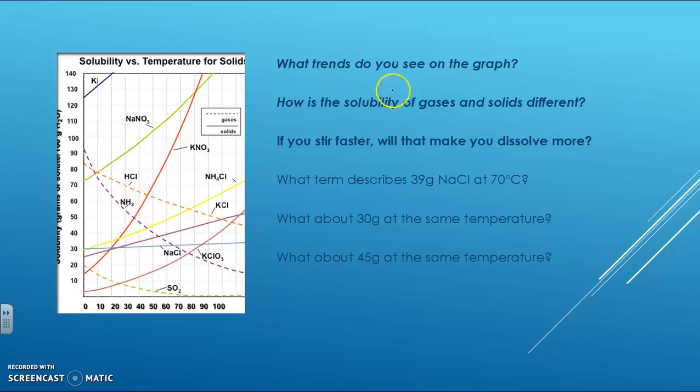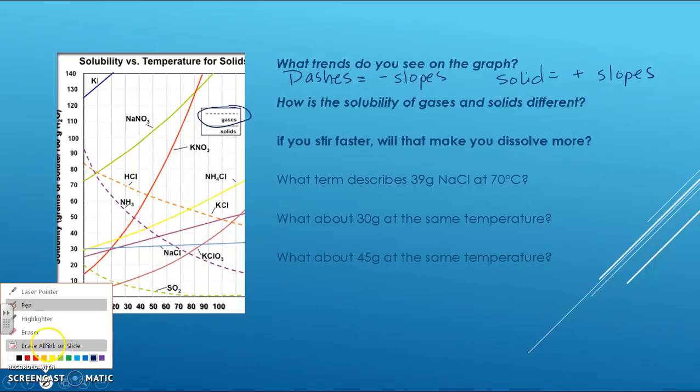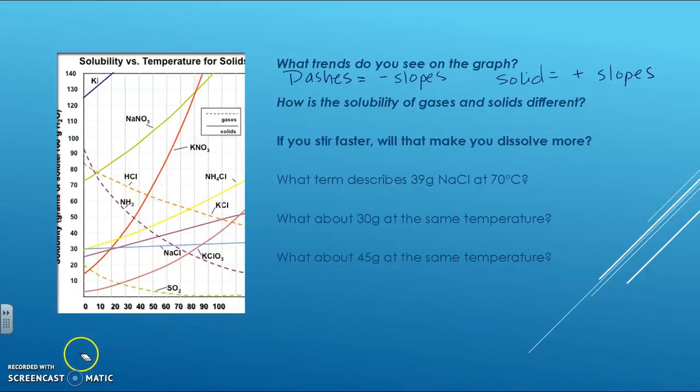Well, I don't know about you guys, but I noticed that there are 3 dotted lines on here, and every single one of the dashed lines has a negative slope. Right? They're all going down. And the solid lines, well, this one's not really going up too much, but it's still going up, right? So all the solid ones have positive slopes. Okay, well, let's look at that. The dashes all stand for gases, and gases, we said, have negative slopes. Huh, that must be true.